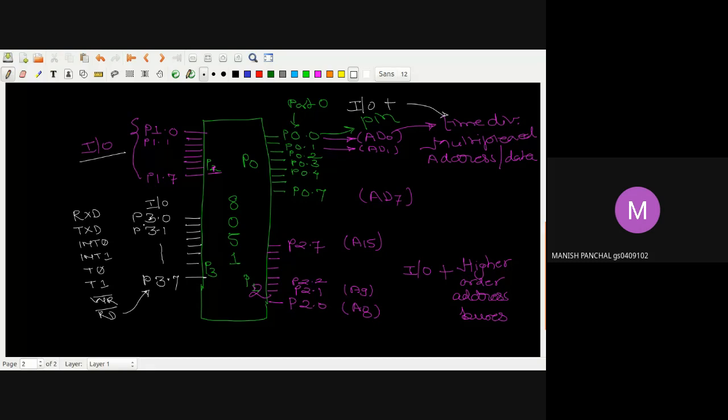So port 3 will be used for a different purpose. You can use port 3 for IO, but if you are using it for a different purpose, you can use RxD, TXD. Rx stands for receive data. This is if you want to go for serial communication, you can use receive data and transmit data. These two pins are for interrupts. If any device wants to give interrupts, it can give them on INT0 and INT1. These two pins are for the timer, and the read bar and write bar are like control signals.